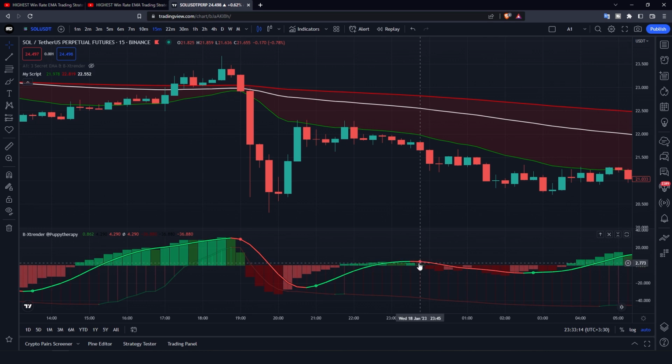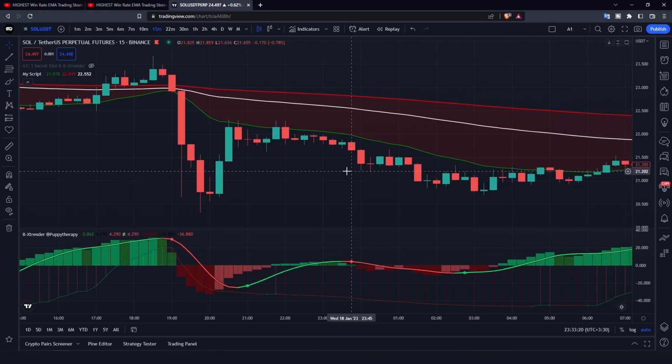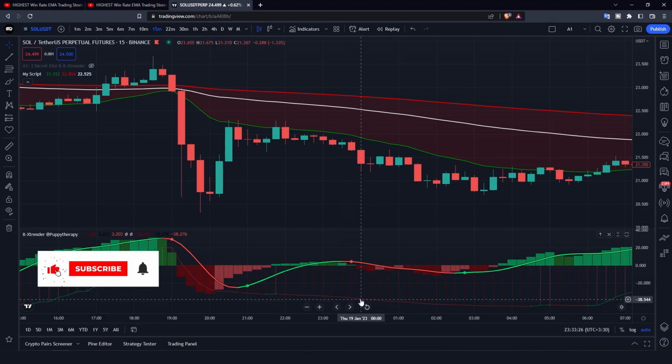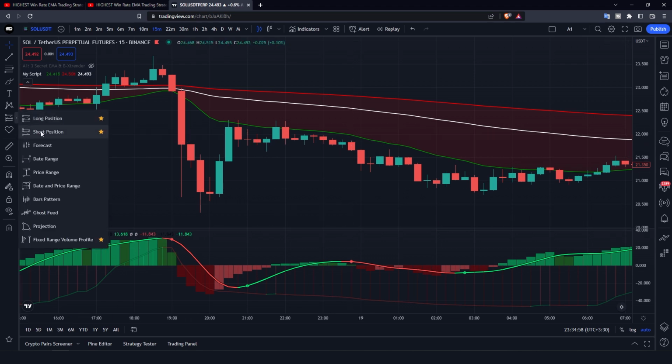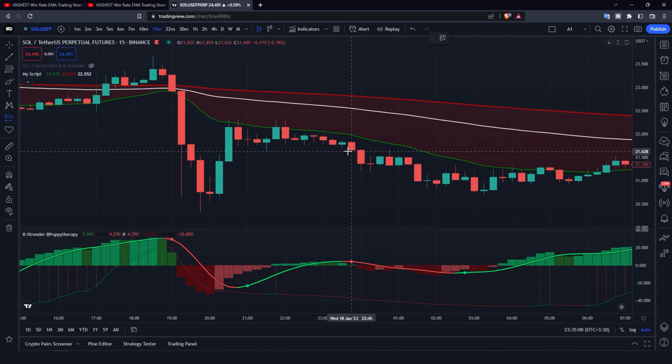And this red circle here is another signal for us to take short position. As you can see, it is in a red area. It has a red trend line, and it is also below the zero line. This is a good position, so we take this short position because it is a good point to take the position.